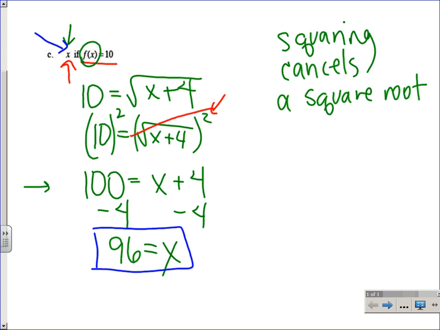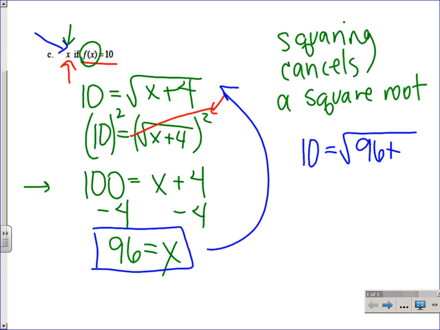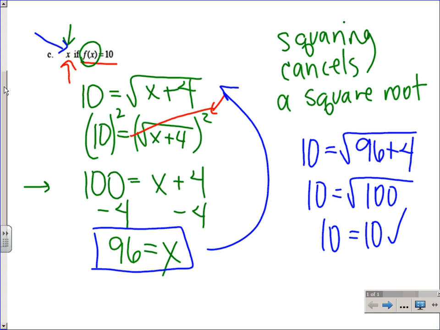I could check this by plugging it back in up here. 10 equals square root of 96 plus 4. 10 equals, well, 96 plus 4 is 100. Square root of 100 is 10. We just did our check and that works correctly. And that is skills check 1.1.